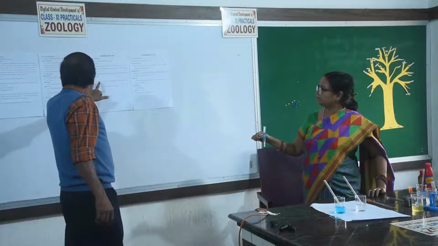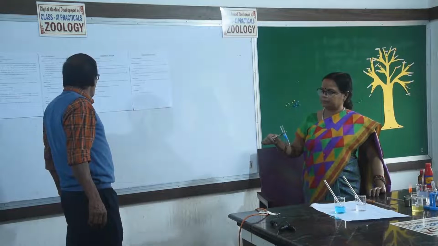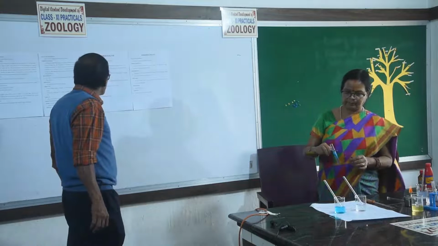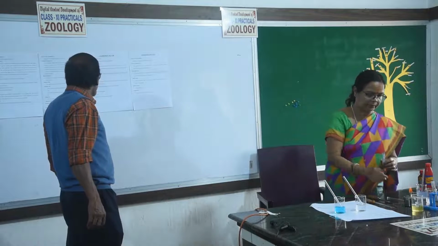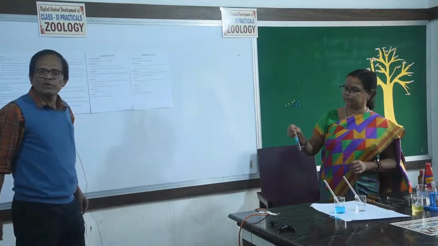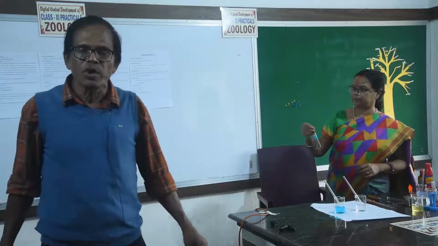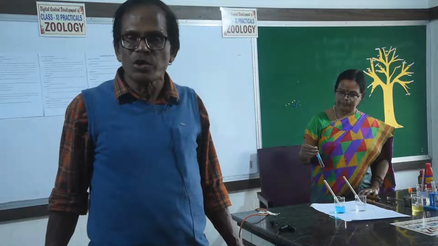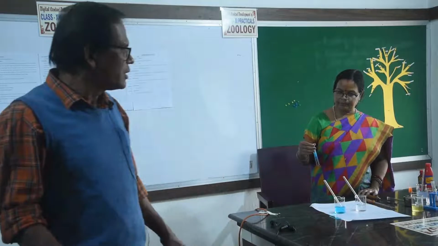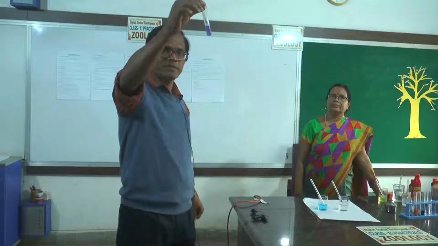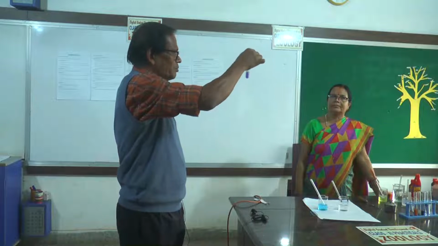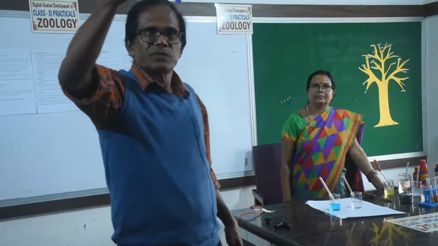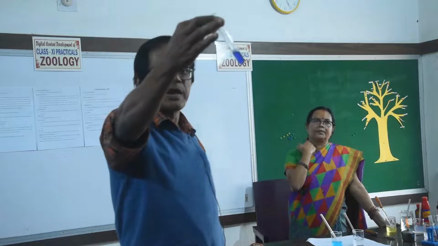2 ml of the sample solution is taken in a test tube and to it is added 1 ml of 50% sodium hydroxide solution followed by 1 to 2 drops of 1% copper sulfate solution. First of all, 40% sodium hydroxide solution is added and next 1% copper sulfate solution is added. Then the tube is shaken well. Violet color. Look at this. This is the desired color.